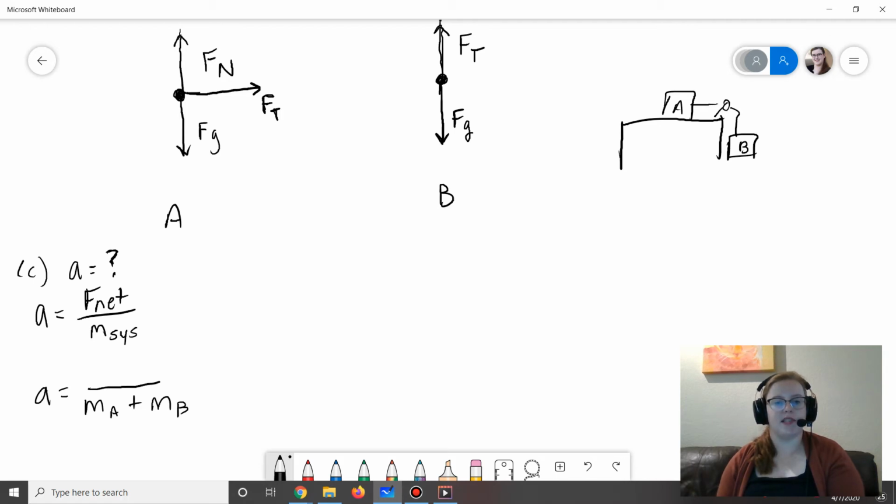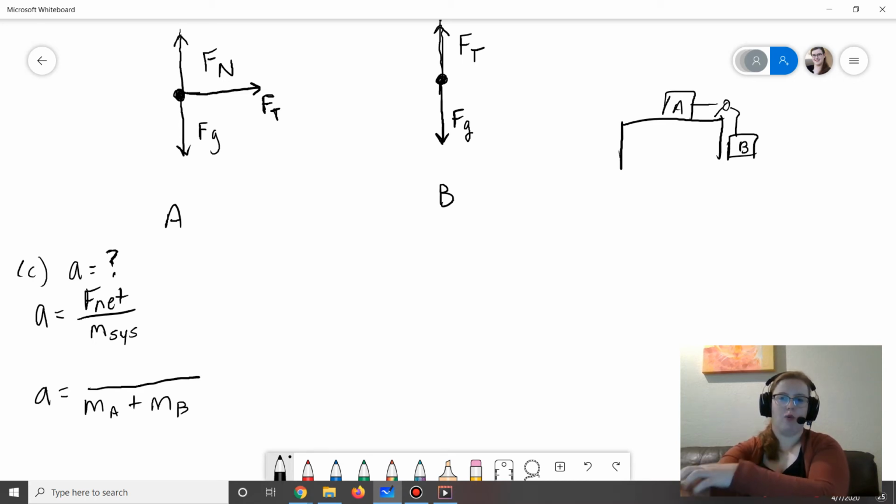The reason that it's the mass of the whole system is because both objects are accelerating in the same direction. With a regular Atwood machine, you have the two objects going in opposite directions. You have one being pulled up and one being dragged down. So in that case, since the forces are going in opposite directions, you're going to be subtracting those forces from one another. But since we have both blocks moving in the same direction, right?